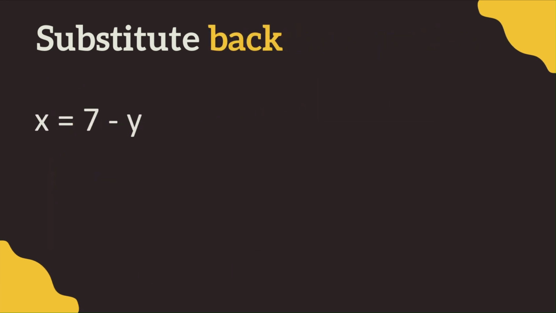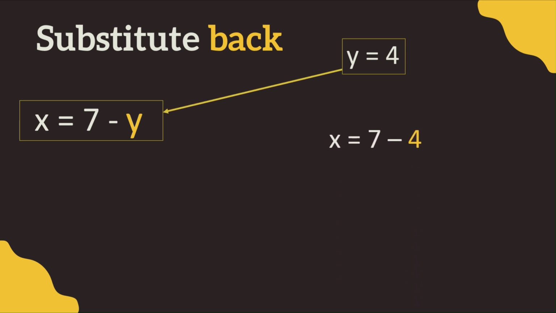Next, substitute y back into the equation. x equals 7 minus y. Replacing y with 4 gives x equals 7 minus 4, which means x equals 3. We've now found both variables.